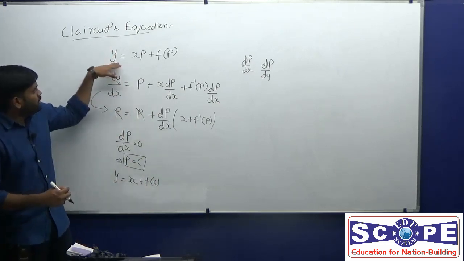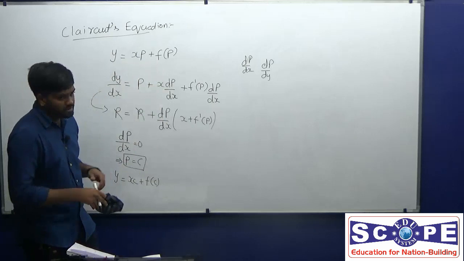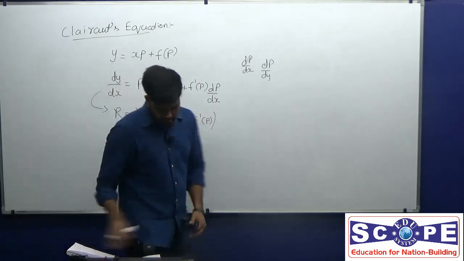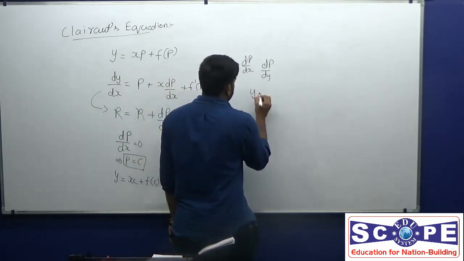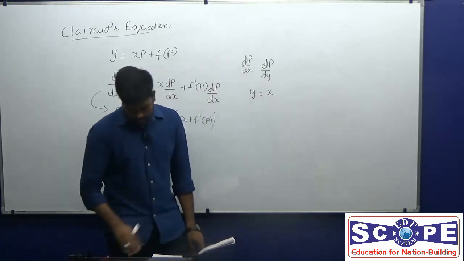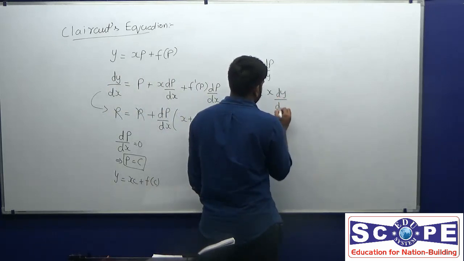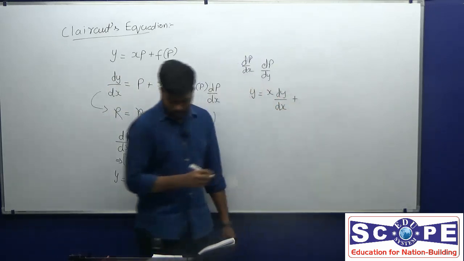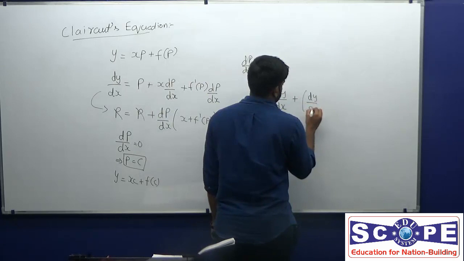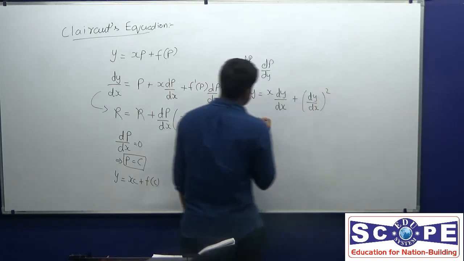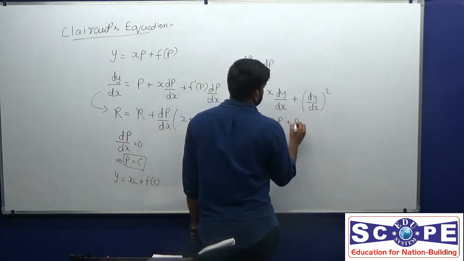But the condition is we have to get the equation in this form, right? This equation is known as Clairaut's equation. Write this simple problem, you will understand better. Y equals to x dy by dx plus dy by dx whole square. Yes, that's it. So we will write this in the form of y equal to xp plus p square.